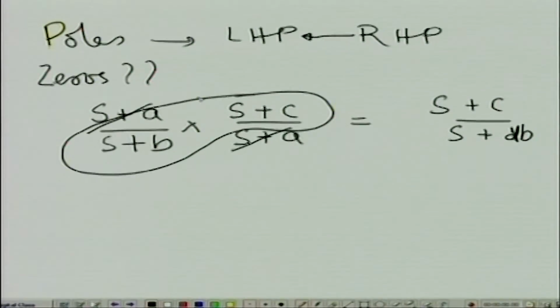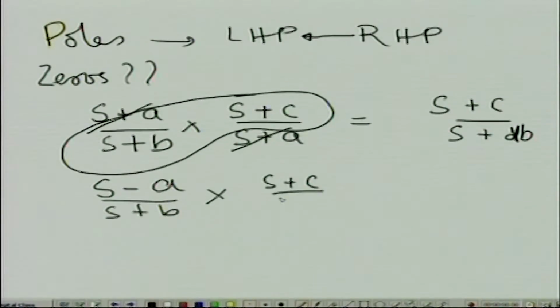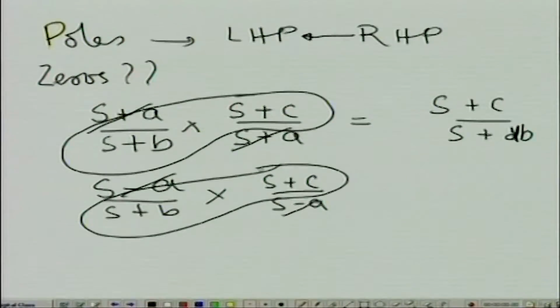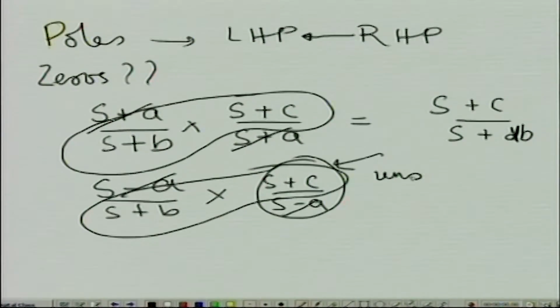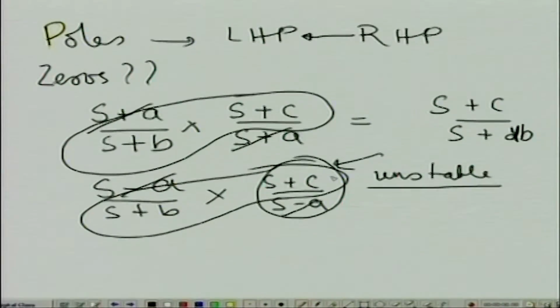But this is not possible when you have a right half plane 0, because if it is s minus a by s plus b, then you cannot multiply it by s plus c by s minus a and say that this is cancelled and it will give you this, because this transfer function is unstable. If you try to do it like this, it will cause what is known as internal instability.